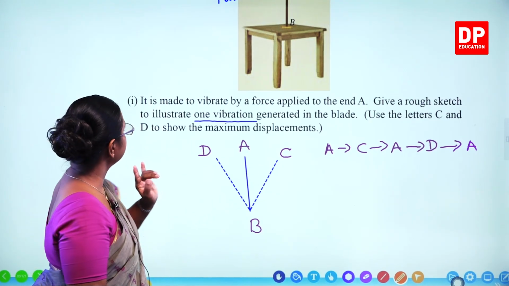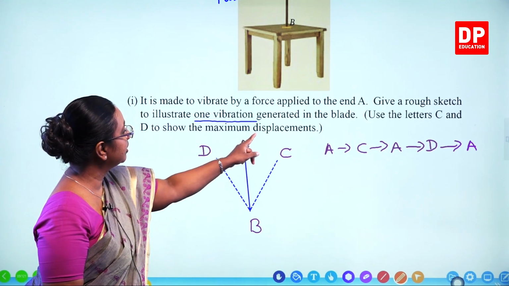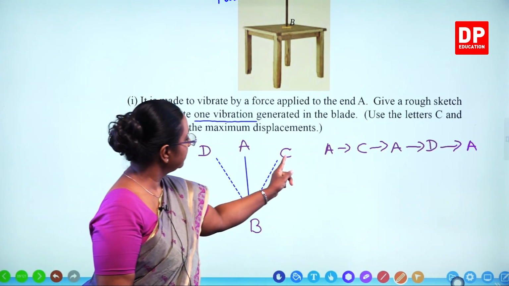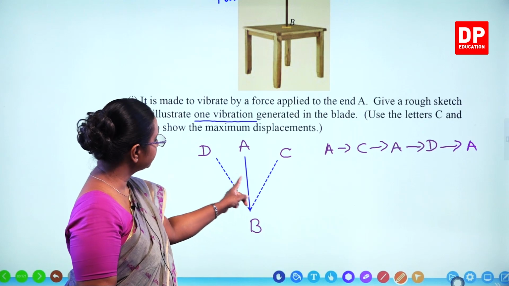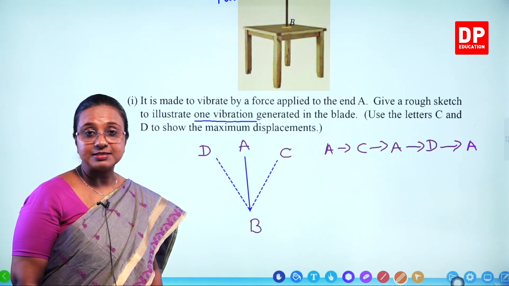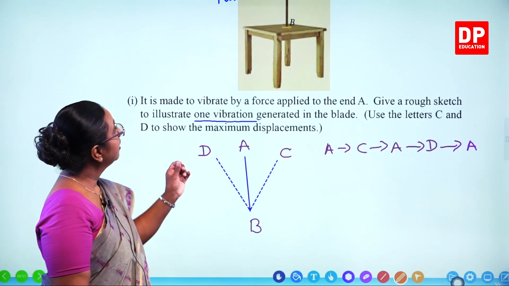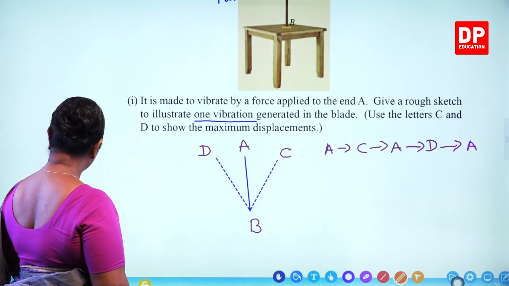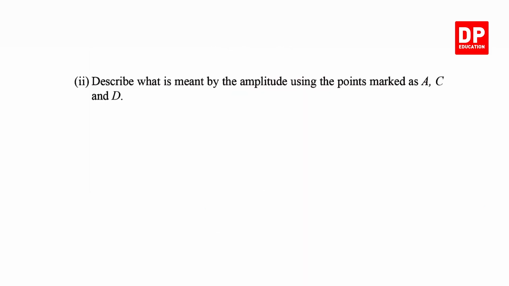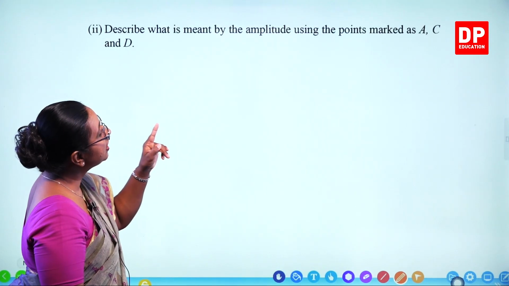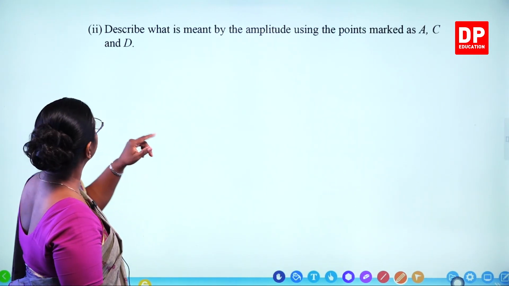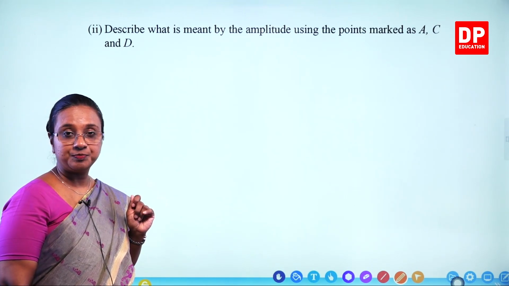Use the letters C and D to show the maximum displacement. So here, this is one maximum displacement. This is the other maximum displacement. With that, I will move on to the next one. Describe what is meant by the amplitude using the points marked as A, C and D.